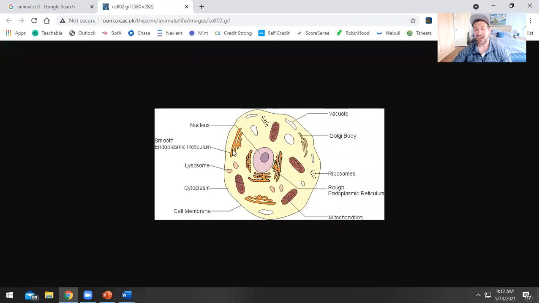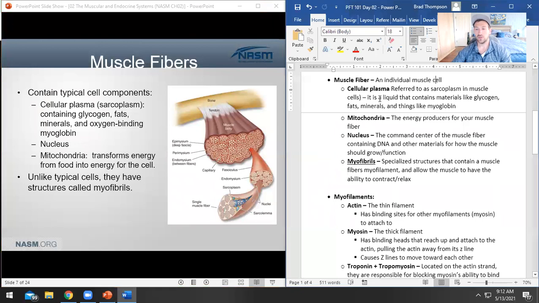But basically you've got this kind of wet, soupy area. So the first thing we're going to see inside of a muscle cell is that it has that classic cytoplasm. It has its cellular plasma. However, we do give it a special name here. We're going to call it your sarcoplasm.